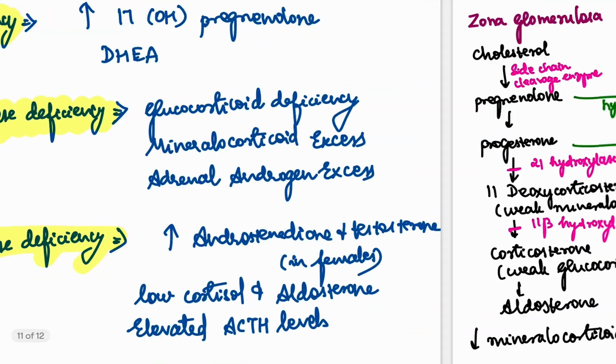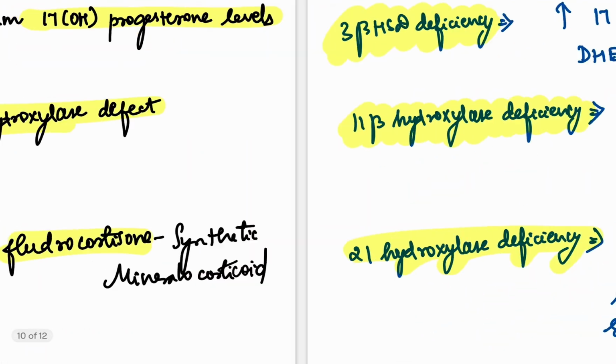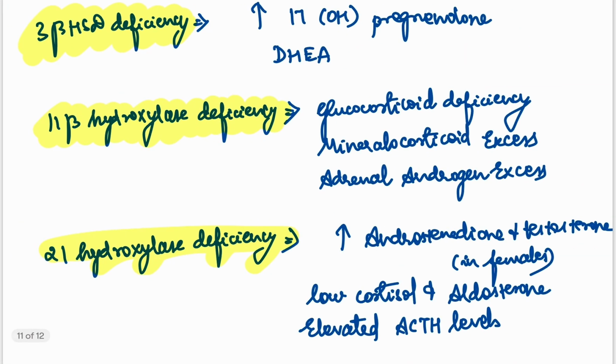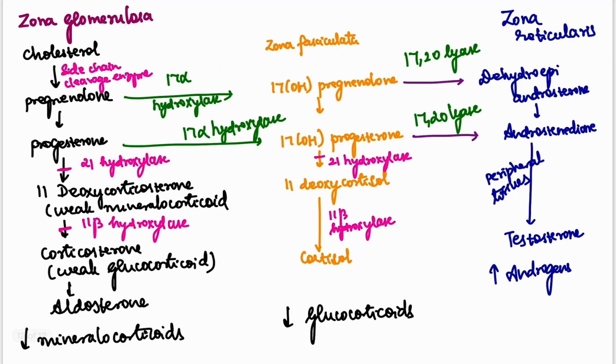So let's look at the flow chart. Just before that, the screening test is done using the dried blood spot. You'll have to check for serum 17 hydroxyprogesterone levels. If it's elevated, it's a 21 hydroxylase deficiency, and the drug of choice for that is hydrocortisone. For salt wasting crisis, you have to add fludrocortisone because it's a synthetic mineralocorticoid. First, let's look at the flowchart.